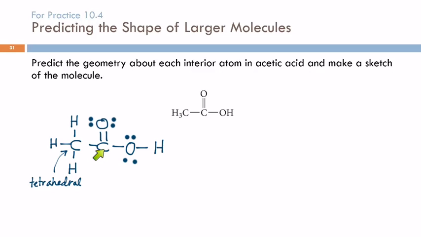How about this carbon? Trigonal planar, because there's 3. So that one, and again, no lone pairs. So trigonal planar. And what about that oxygen? Yeah, it's got a tetrahedral electron geometry. It's got 4 groups. But then you make 2 of them invisible, and so what you've got left is bent. So, we're supposed to make a sketch of it.